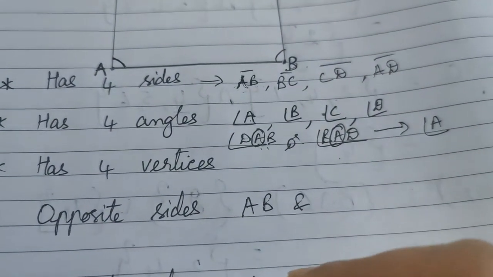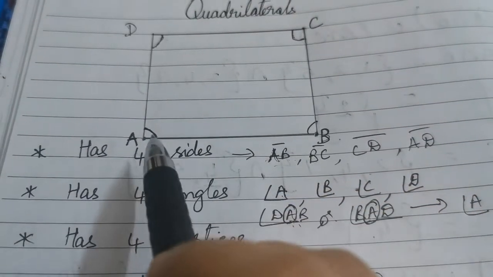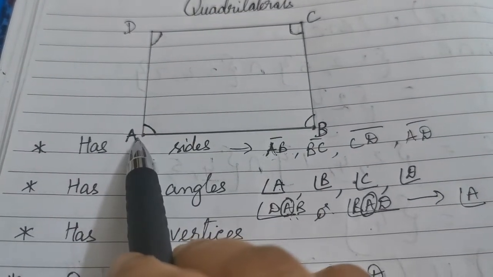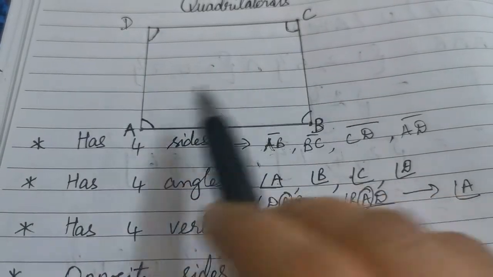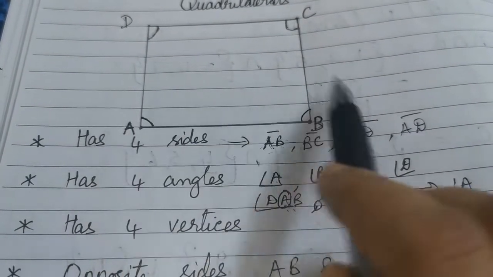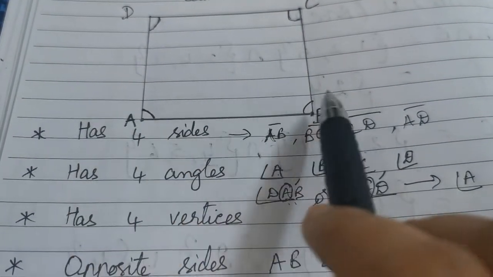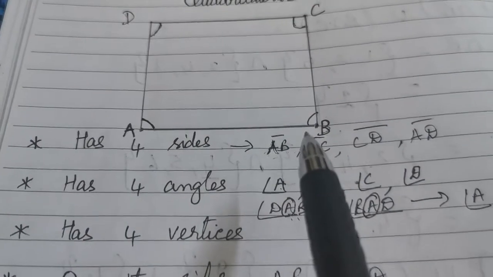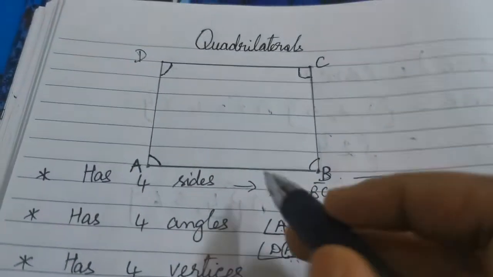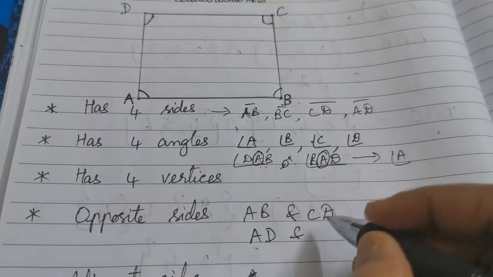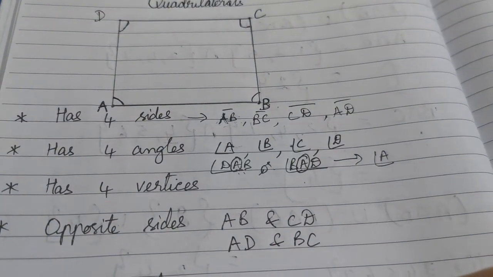AB and CD are opposite sides. If you look here, AD is a side, BC is another side. This pair also does not have any vertex in common. So AD and BC do not have any vertex in common. Therefore, AD and BC are also opposite sides.